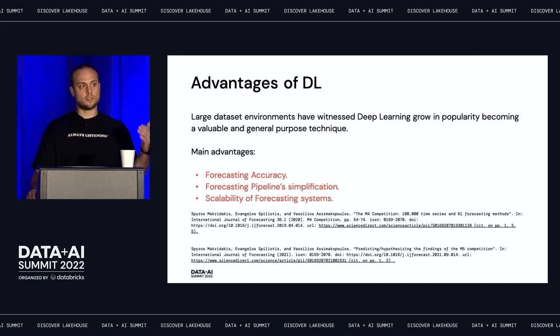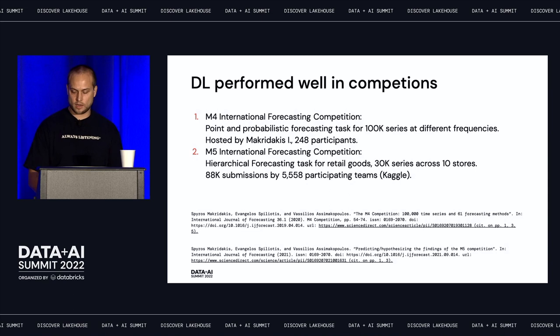And then since with deep learning models, you are trying to understand all series at once and not individually like autoregressive models, the usage of deep learning also implies scalability in this pipeline. That translates to very fast systems that can obviously be run on GPU. So with the newer availability of larger datasets, we have seen that deep learning has grown a lot in popularity, becoming a valuable and general forecasting methodology.